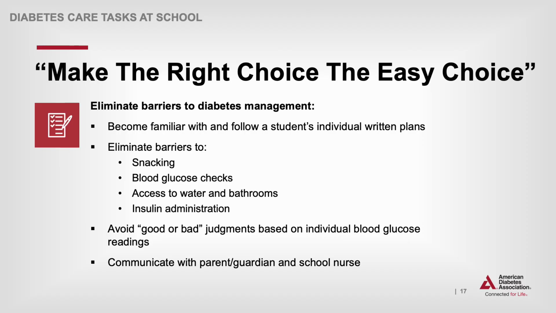Making the right choice is the easy choice. Eliminating barriers to diabetes management includes becoming familiar with and following the 504 plan, the DMMP, the IHP, and/or emergency care plans. Try to eliminate all barriers to snacking, blood glucose checks, access to water and bathrooms, and insulin administration. Avoid judgments based on individual blood glucose readings. Communicate with parents, guardians, and the school nurse.